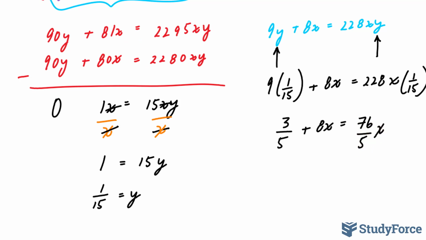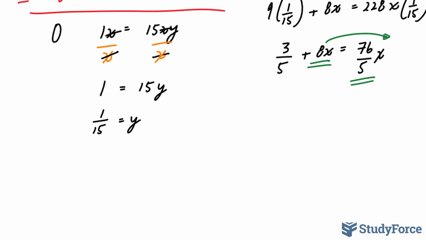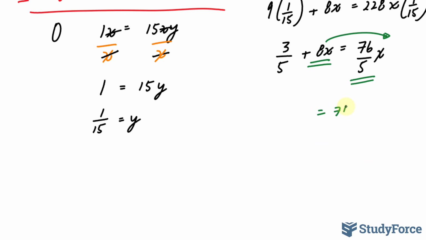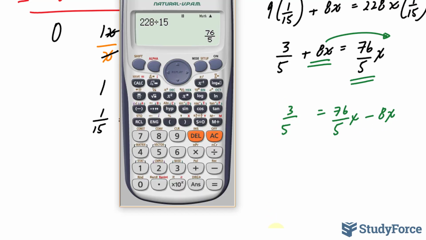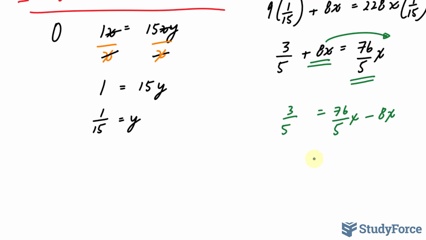Now we collect like terms. This term and this term are alike. Bring that over. If I bring it over, I end up with 76 over 5 x minus 8x. 3 over 5 stays on the left side. This number minus 8. Remember, we're only working with the coefficients. So 76 over 5 minus 8, we get 36 over 5 x.